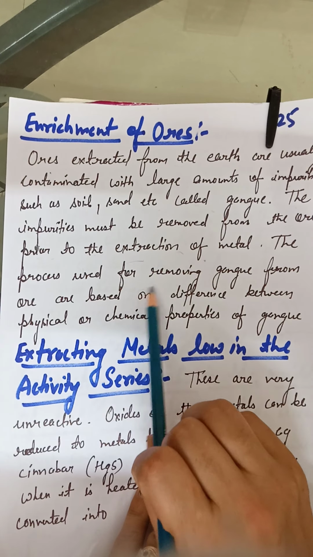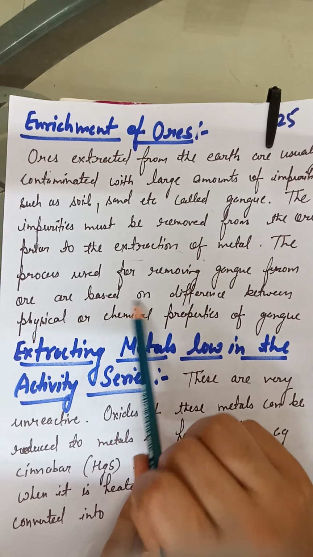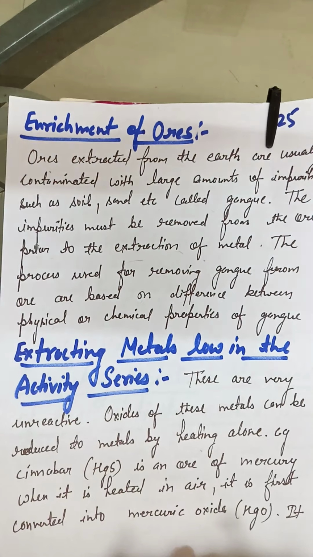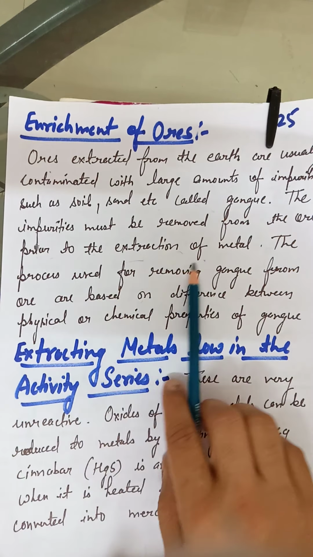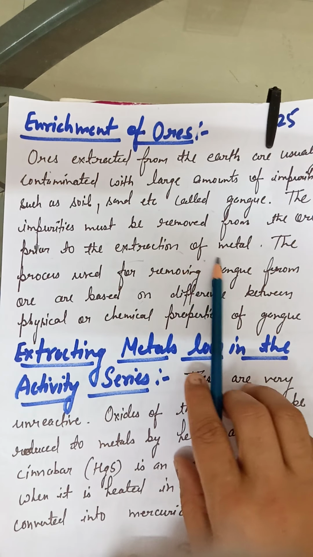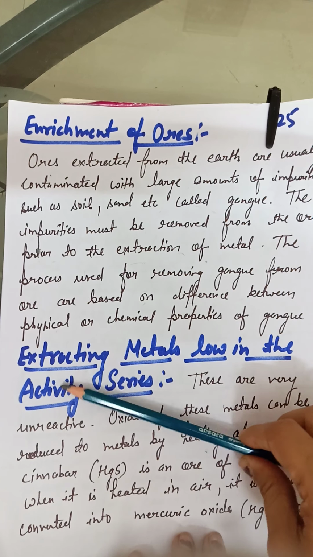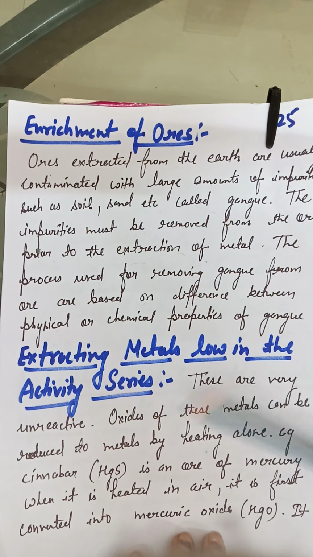The process used for removing gangue from ore are based on difference between physical and chemical properties of gangue. So there are different procedures we are following to separate the different impurities or the other components from the ore. Okay. So the next topic we are having, extracting metals low in the activity series.